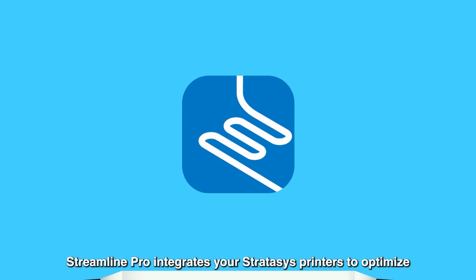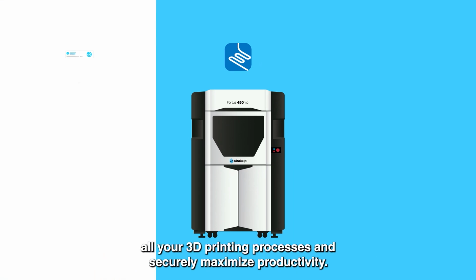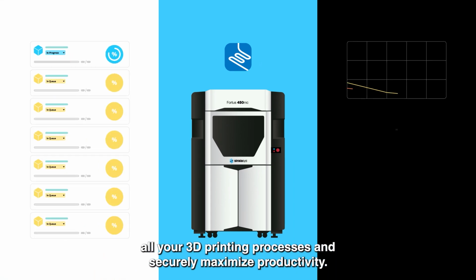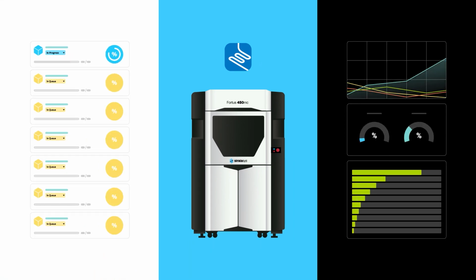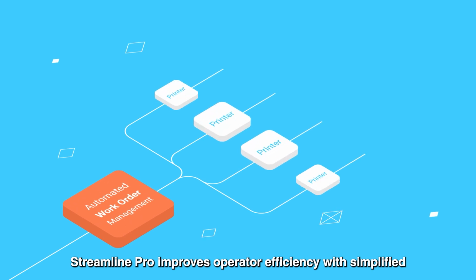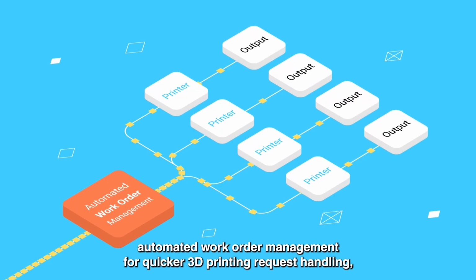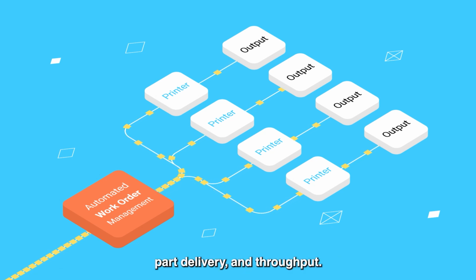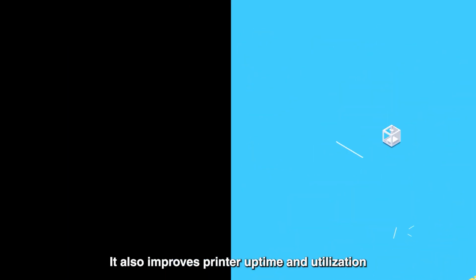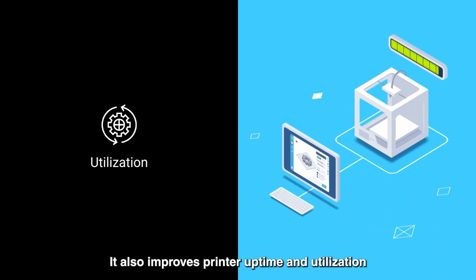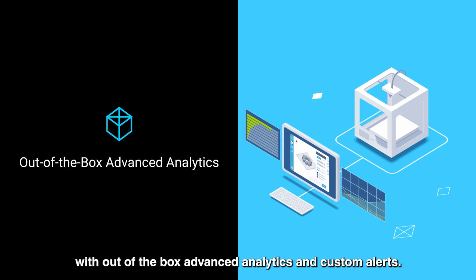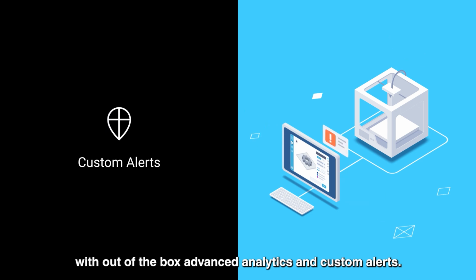Streamline Pro integrates your Stratasys printers to optimize all your 3D printing processes and securely maximize productivity. Streamline Pro improves operator efficiency with simplified automated work order management for quicker 3D printing request handling, part delivery, and throughput. It also improves printer uptime and utilization with out-of-the-box advanced analytics and custom alerts.